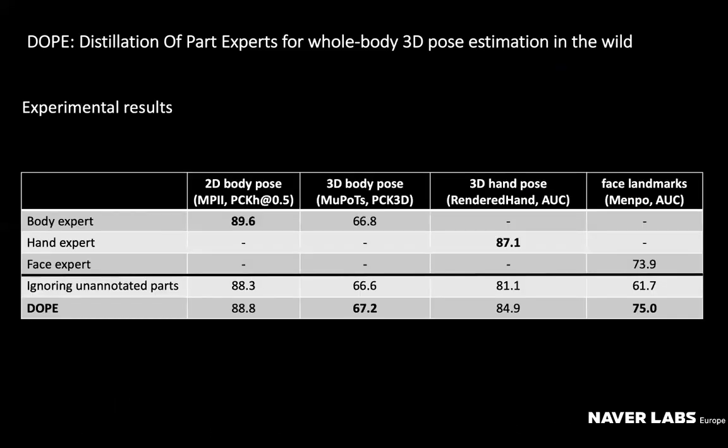Here we present a table comparing the performance of DOPE with the 3 experts. We evaluate body pose in 2D on the MPII dataset and in 3D on the Muppets dataset. We also evaluate hand pose estimation in 3D on the rendered hand dataset and face landmarks detection on MenPo. We observe that DOPE performs on par with the experts, while it performs multiple tasks with a comparable network capacity as one single expert. We also compare DOPE to a baseline where unannotated parts are simply ignored during training and observe a decrease of performance, especially for hands and faces. This is due to the fact that unannotated parts are considered negatives when training our detection framework.